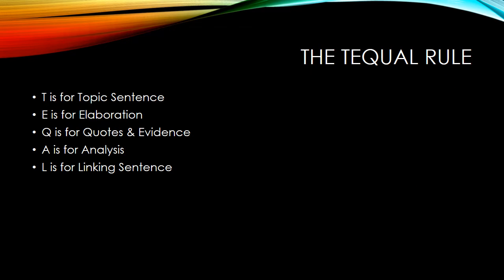Yet, it is paragraphs 2 and 3 that carry the most weight in a history essay, as they are the ones that focus on primary sources and your own analysis. It has been clear from a lot of educational surveys and investigations that history students are having trouble understanding primary sources and incorporating them into their essays in an analytical way. So I'm going to introduce a rule I apply when writing all analytical essays. It's called the TEACL rule, which stands for T is for topic sentence, E is for elaboration, Q is for quotes and evidence, A is for analysis, and L is for linking sentence.